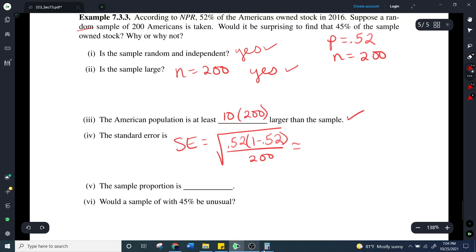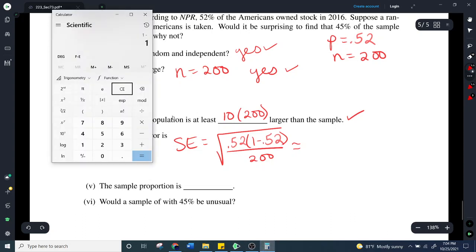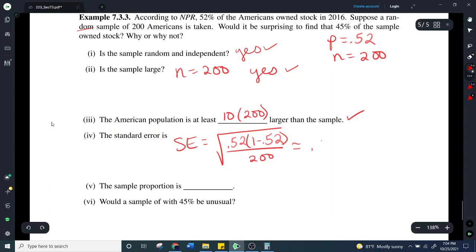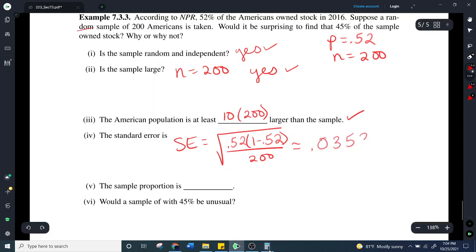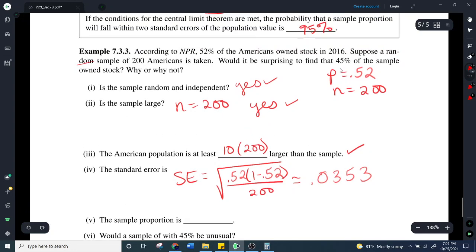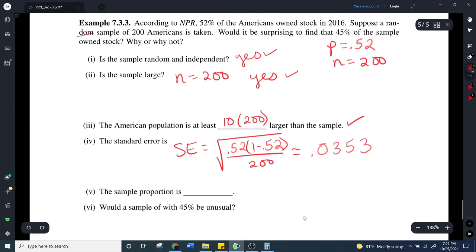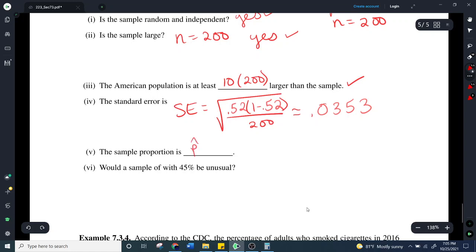So let's go ahead and get our calculator out. We've got 1 minus 0.52 times 0.52, divided by 200. And then we take the square root, which is 0.0353. We'll use 4 decimals this time, 0.0353. The sample proportion, that's what made me catch my error. They asked for the sample proportion. The sample proportion they're interested in is the 45%. So our sample proportion, P hat, is 0.45.